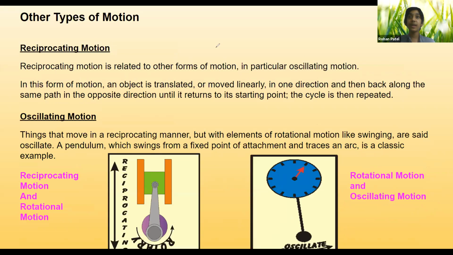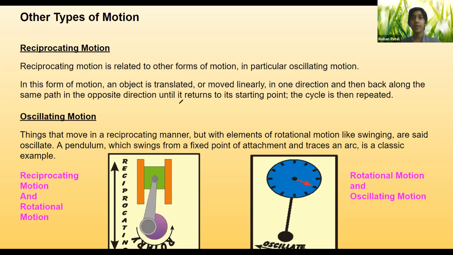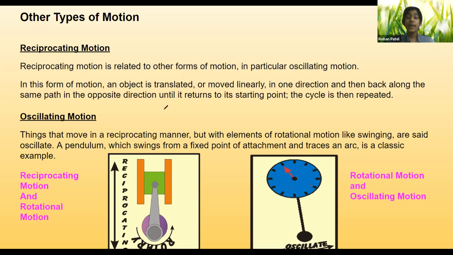Reciprocating motion is related to other forms of motion, in particular oscillating motion. In this form of motion, an object is translated or moved linearly in a straight line in one direction, then back along the same path in the opposite direction until it returns to its starting point. Then the cycle is repeated.